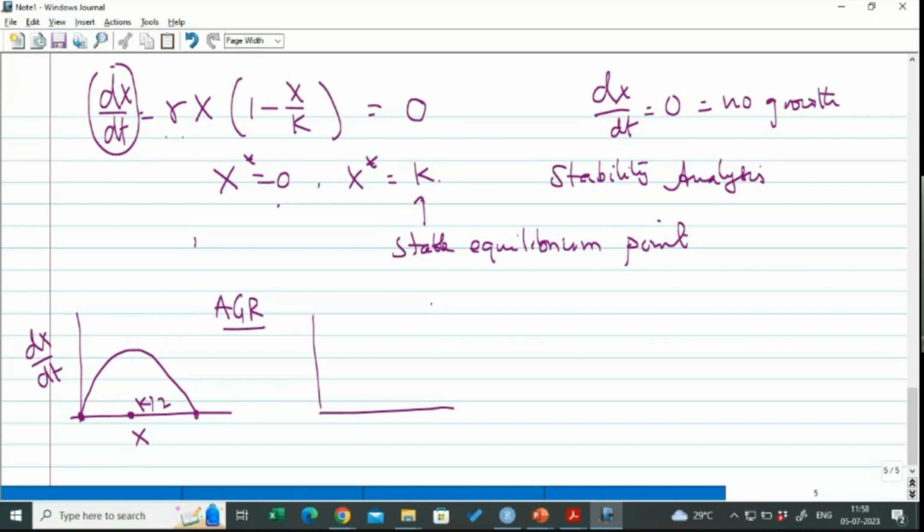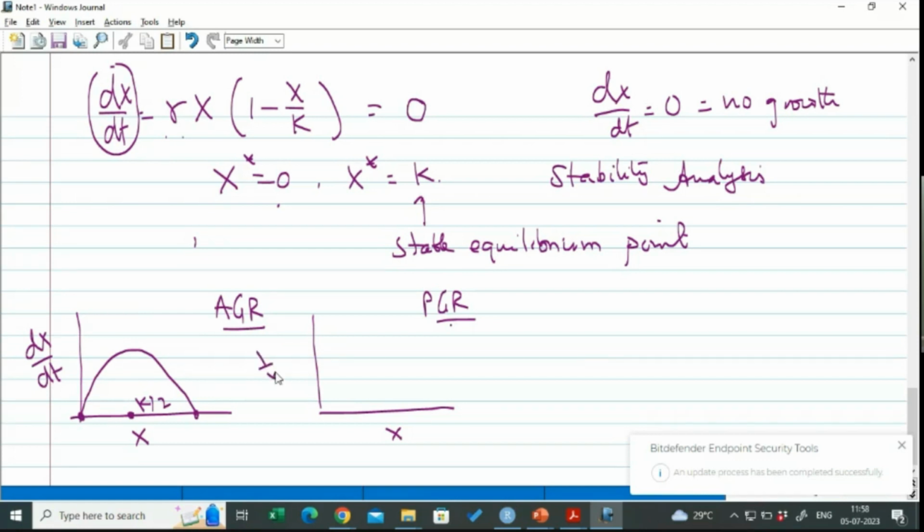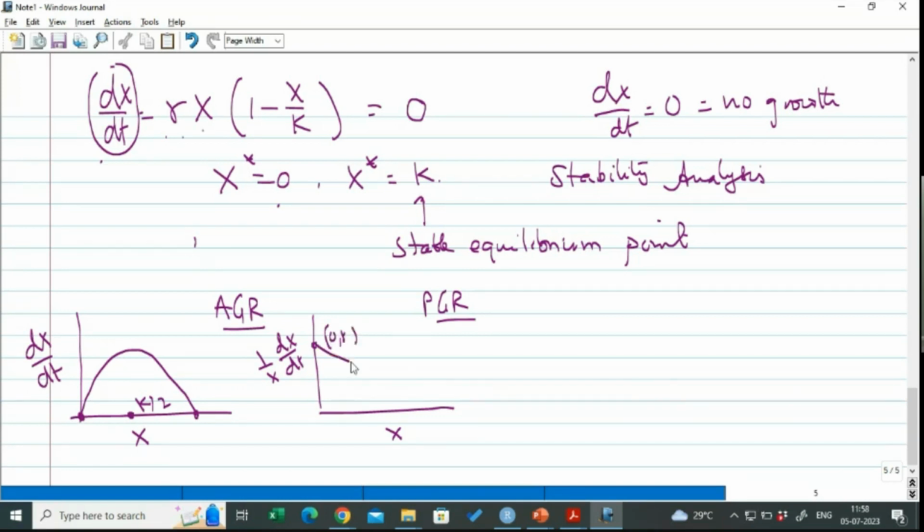What is PGR, the per capita growth profile? It is x here, and here you have 1/x dx/dt. So if we do this plot, with 1/x taken over here, then it becomes r(1 - x/K). So this is the point (0, r), and this is the point (K, 0). And another is the size profile.